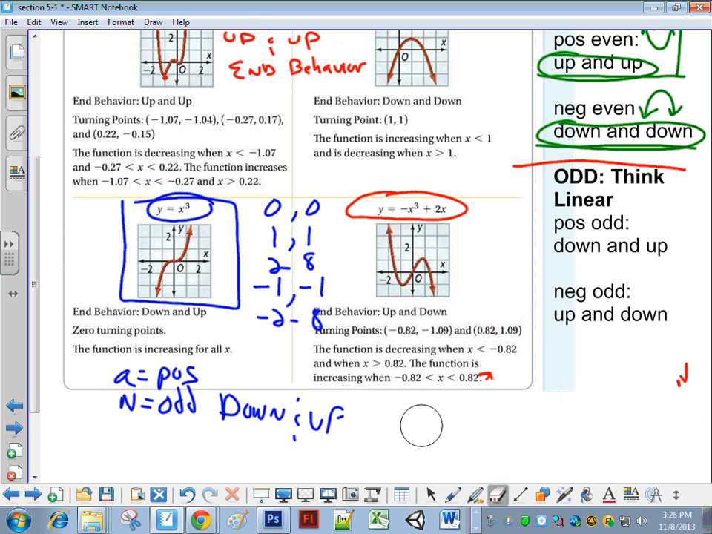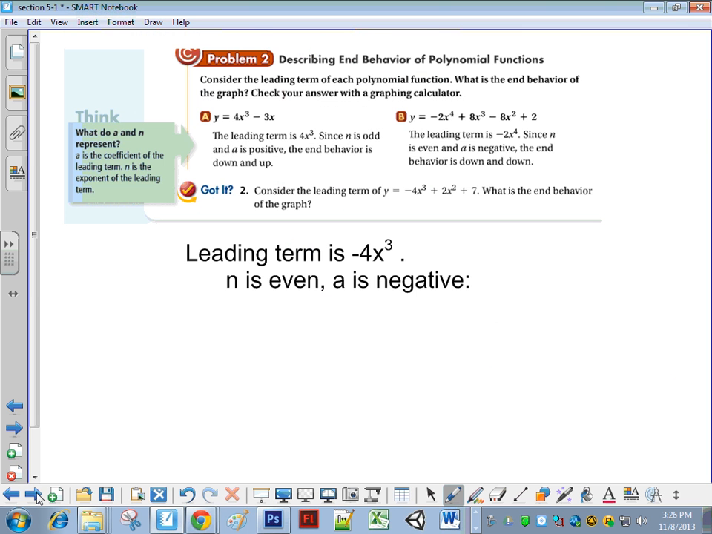If we have odd behavior, if the first number is positive and the exponent is odd, it's going to be down and up. Conversely, if the first number is negative and the exponent is odd, it's going to be up and down. Let's see if we can explain a little bit further in the next slide. Let's look at these two.